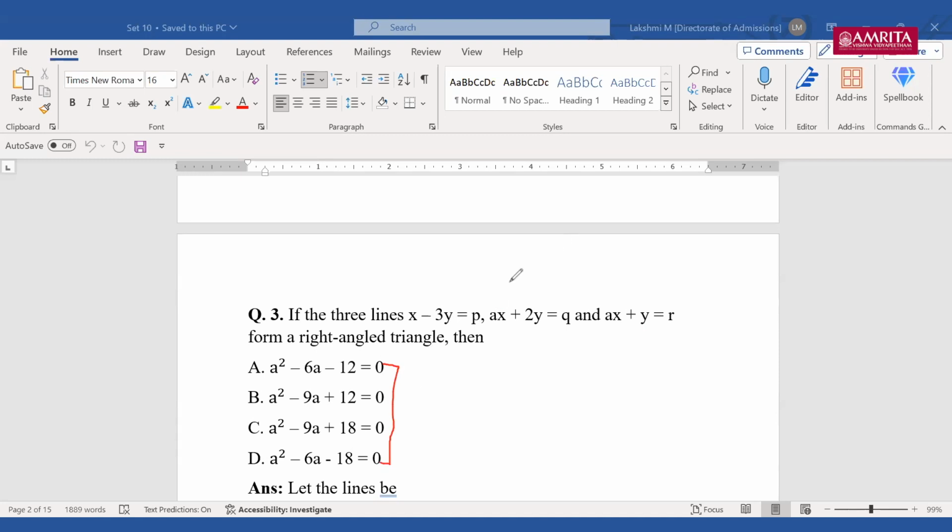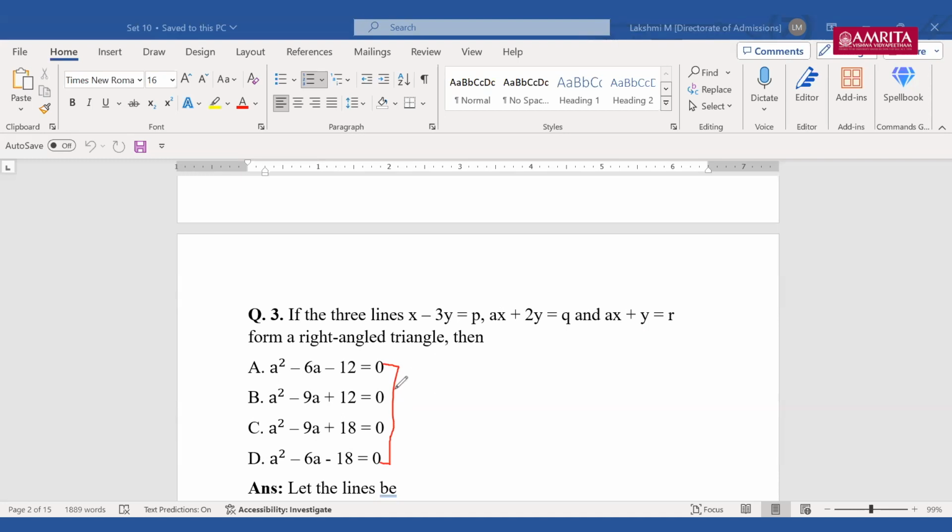So what you have to do? Here you have x minus 3y equal to p, here you have ax plus 2y equal to q, here you have ax plus y equal to r. This is in terms of A. So you need to find out this A, and then substitute here, and find out whether that value of A will satisfy this equation.